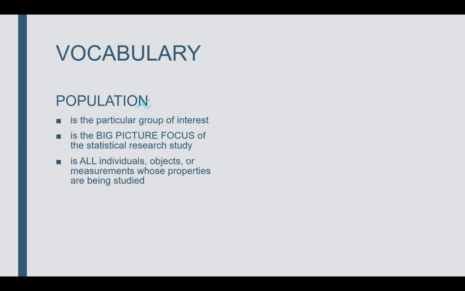And it includes all, and that's a key word there, guys. It includes all individuals, objects, or measurements that you're focusing on, that you're studying. Okay, so a key word that you often see when you're defining a population is the word all. And sometimes it's actually written in the description, or it can be implied. Okay, it can be implied, but the population is like your big picture focus.